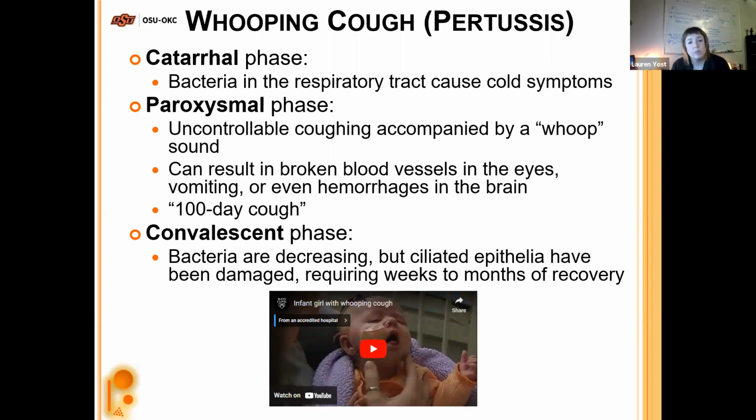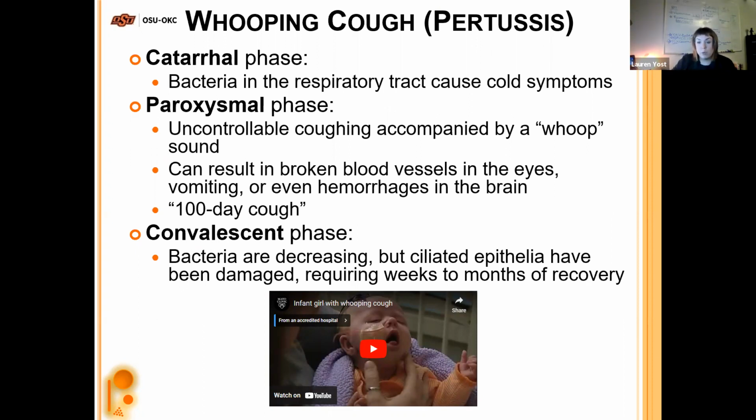And that is referred to as the 100-day cough. It's just like you can't stop coughing. It just won't stop. You just keep coughing. You can't even breathe in. You're coughing and coughing. And then we have the convalescent phase where the bacteria will be decreasing. And you'll have a decrease in the symptoms associated with infection, but the ciliated epithelium that normally would help out with clearing out infections, that's been severely damaged and will require weeks to months of recovery. So it could leave you susceptible to other infections.